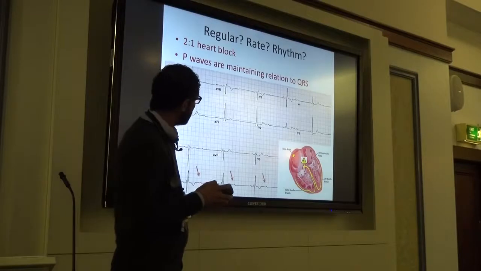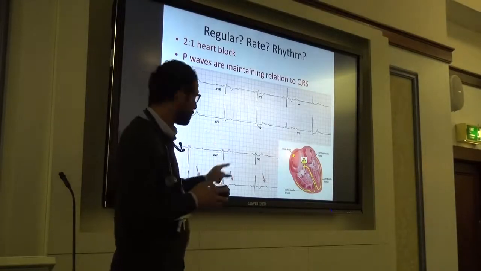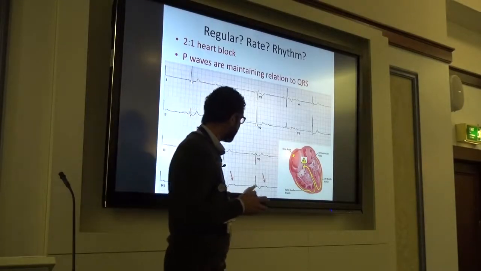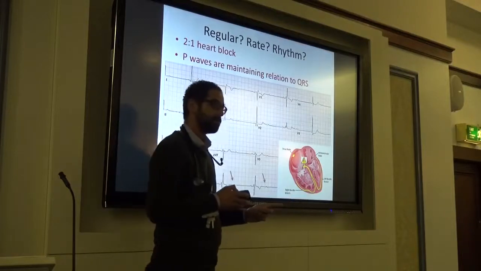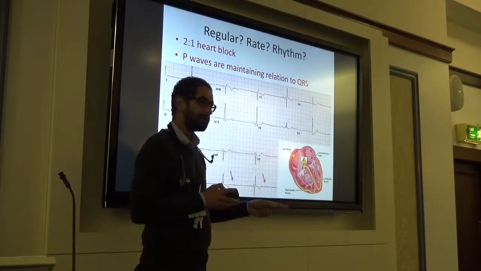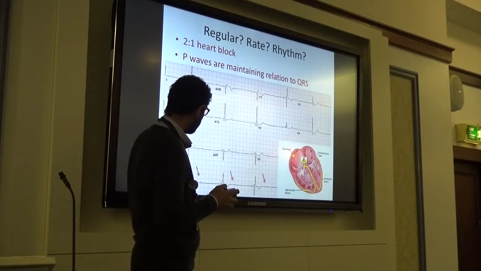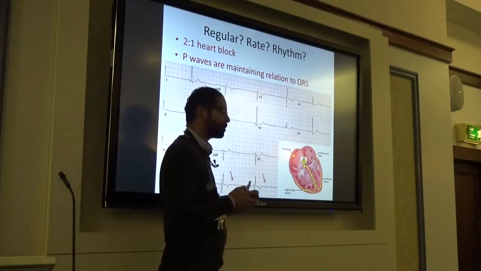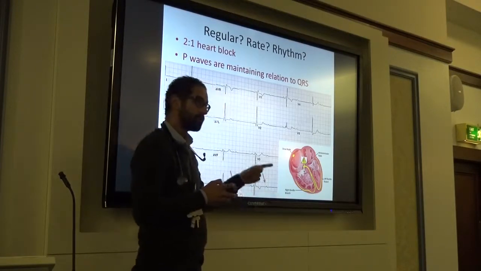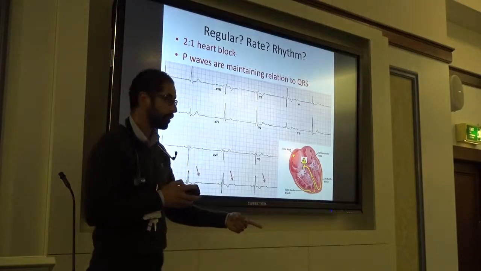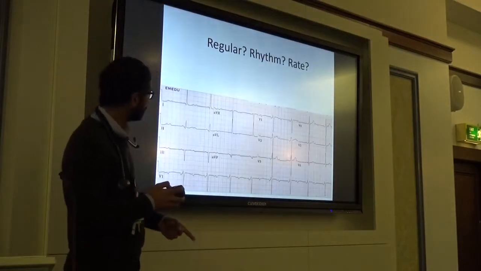And remember that in 2-to-1 heart blocks, the P waves are still maintaining the relationship with the QRSs. And this will become clearer later. So here, the P wave is followed by QRS, P waves are followed by QRS, P waves are followed by QRS. So this is sinus rhythm with 2-to-1 heart block. Okay, good. Right, well, what's happening here?